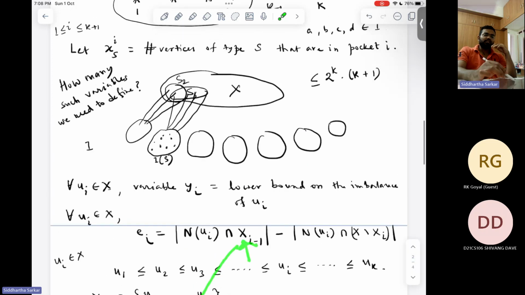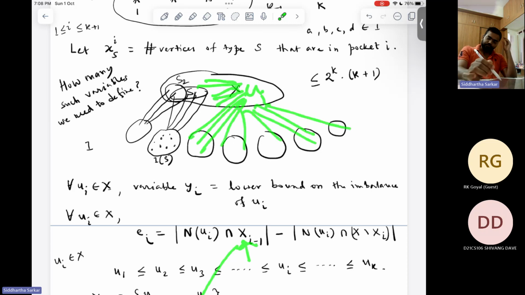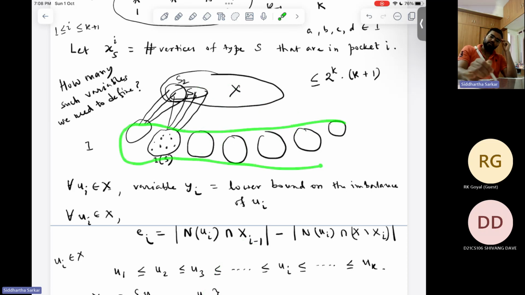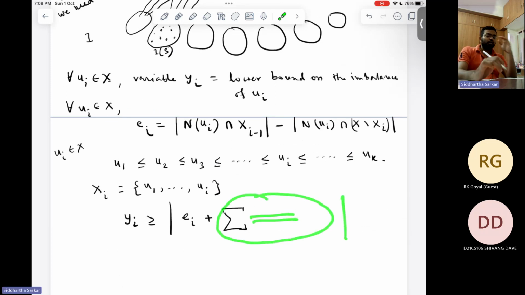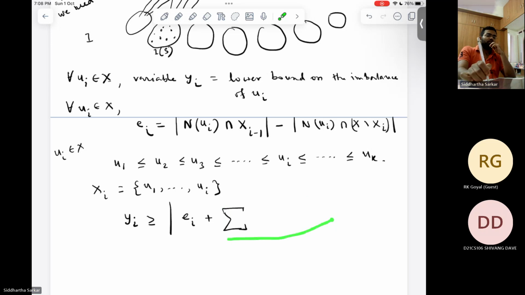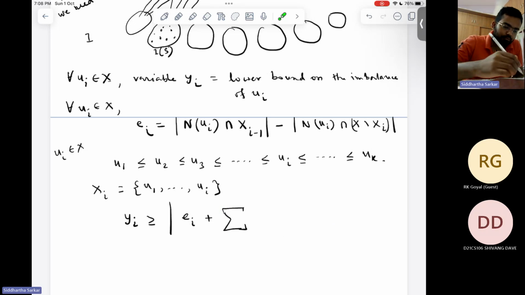But the graph is not only the vertex cover. So ui has some neighbors in X, but it has some neighbors outside of X also, some neighbors which are in the independent set. So there are some terms to be written, which will contribute to the imbalance of ui from I. Okay. So let me write it down. It is also an expression which we need to spell out in layman's terms.